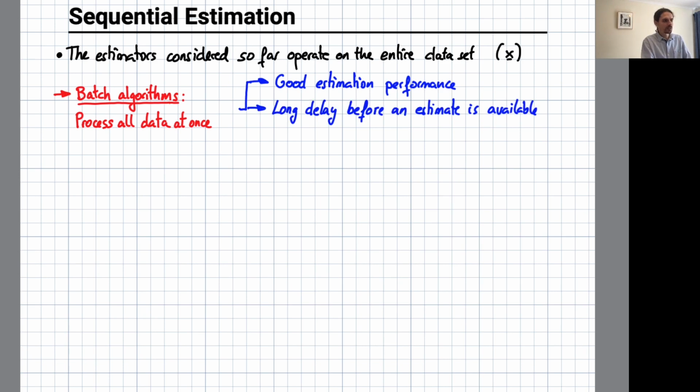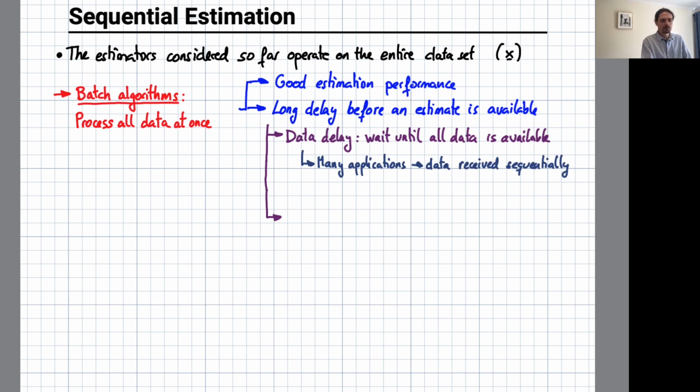However, this comes along with important limitations, and one of them is delay. So we distinguish two components for the delay. One is what we call here data delay, which is a consequence of waiting until all the data is available. So this is especially problematic in many applications, right? Because it is often the case that data is received sequentially.